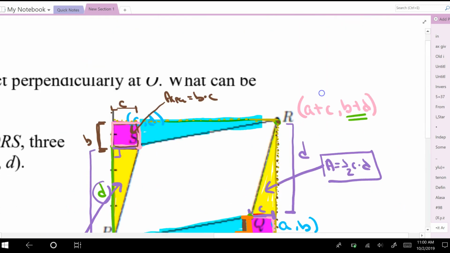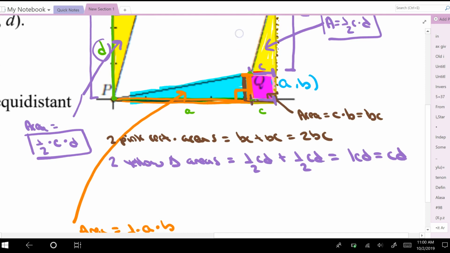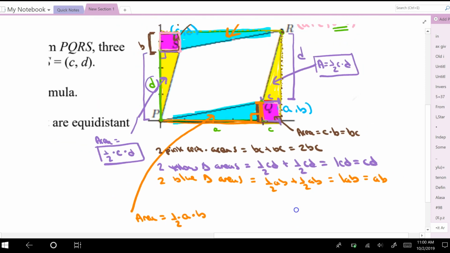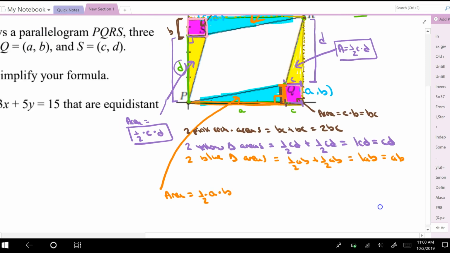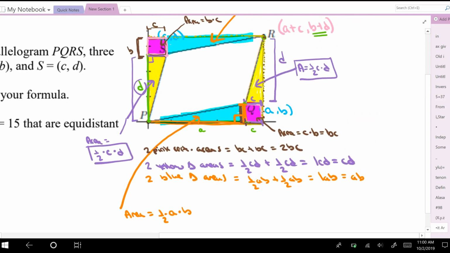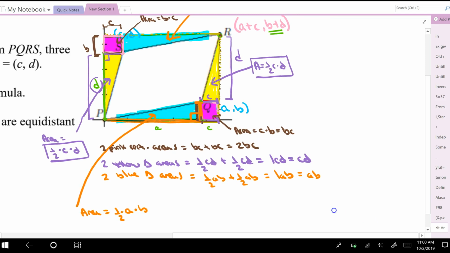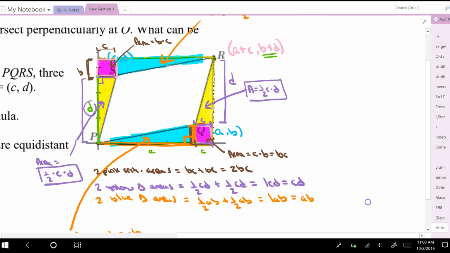And I know that this triangle will also have an area of 1/2 times A times B. So the two blue triangles' areas are 1/2 A times B plus 1/2 AB, which equals just 1 AB, or just AB. Okay, now let's back it up. So I know you're thinking, wait, she told us it's going to be a shortcut. This does not seem very short. But you know what, boys and girls, I think it's shorter than the long cut.